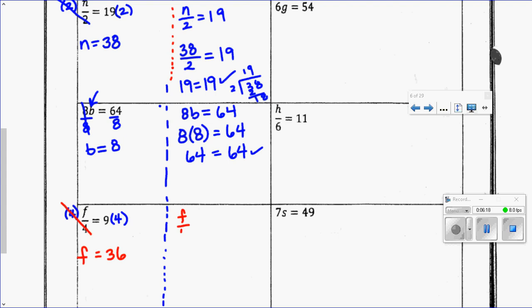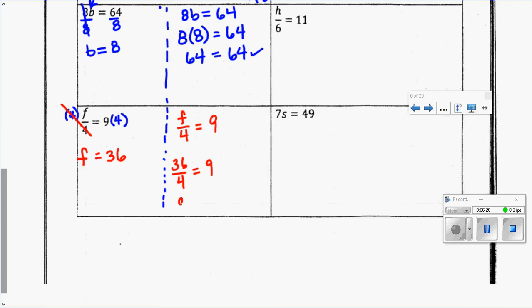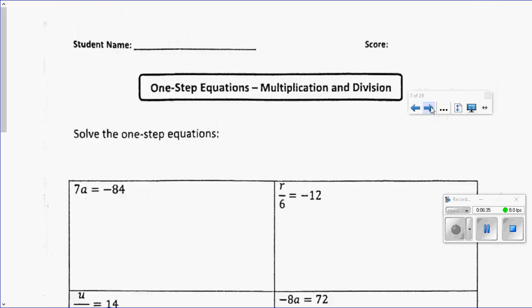Okay, go ahead and check it by writing the original problem. And then 36 divided by 4, which you should know your math facts, that is 9. Okay, make sure you circle any that you have questions on so that you can ask in class. And we are going to go to the next page.